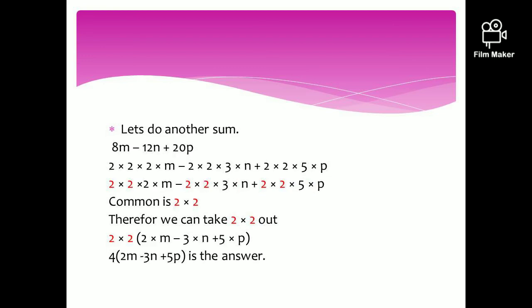Let's work out another sum. The question is to factorize 8m minus 12n plus 20p. If you factorize, 8m would be 2 into 2 into 2 into m, minus 12n would be 2 into 2 into 3 into n, plus 20p would be 2 into 2 into 5 into p. Here you can understand that 2 into 2 is common. If you take this 2 into 2 out, the remaining terms in the bracket would be 2 into m minus 3 into n plus 5 into p. Therefore, your final answer would be 4 times of 2m minus 3n plus 5p.